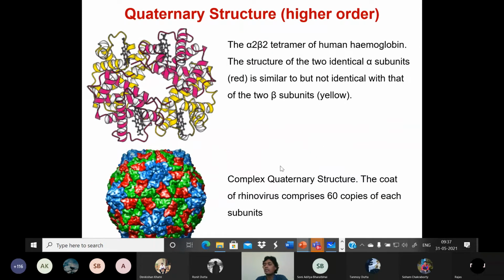Hemoglobin, I already told you, out of those four, two are the same. This is alpha 1, this is alpha 2. These are named beta 1, beta 2. So that means alpha 2, beta 2, a total of 4 polypeptide chains. And in the next diagram, you can see this is very complex.